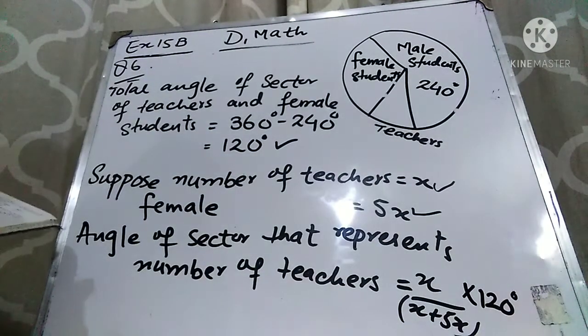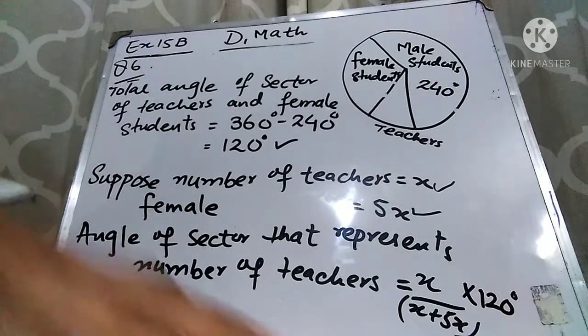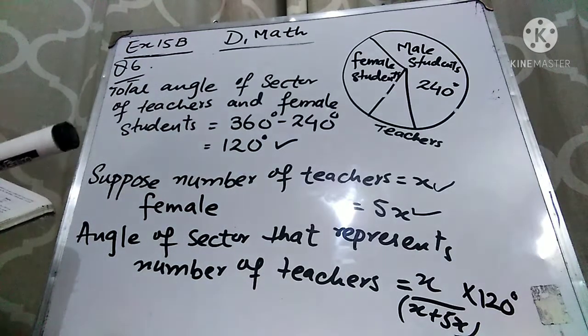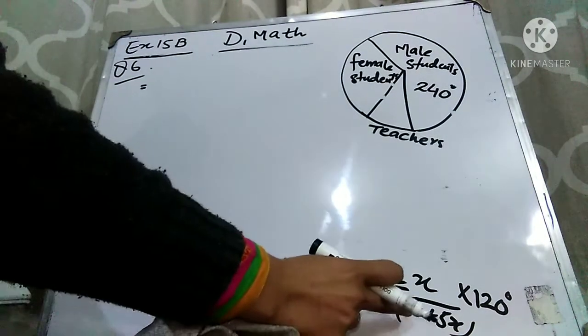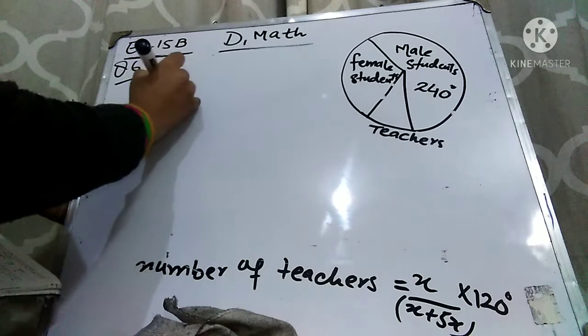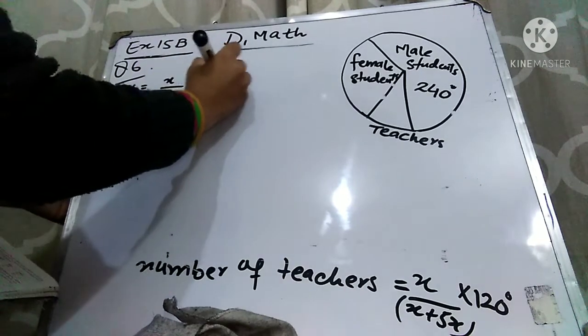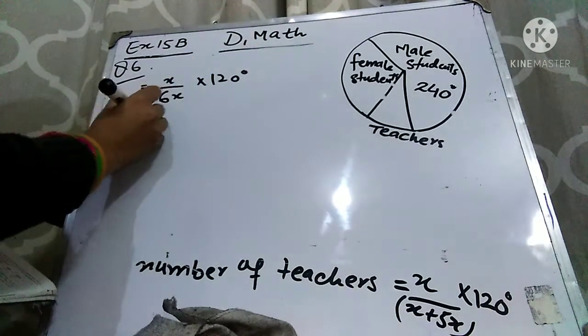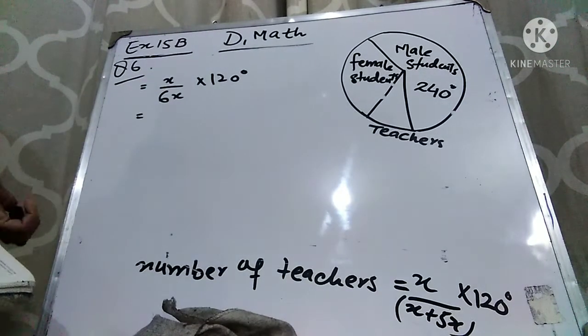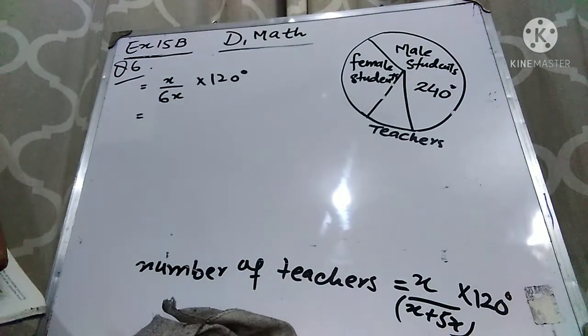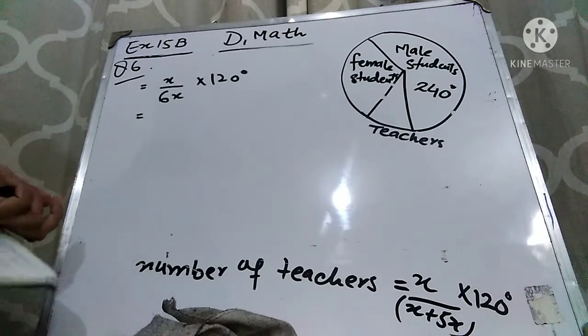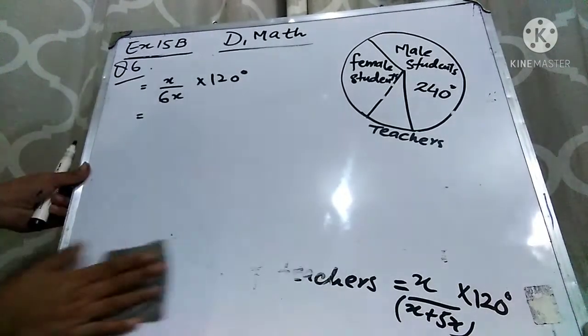Now I'm going to erase the board so that I can explain more. Here it's written x plus 5x, so I will get x over 6x multiplied by 120. Here we are going to find the angle of the sector that represents the number of teachers. Now I'm going to erase this as well.